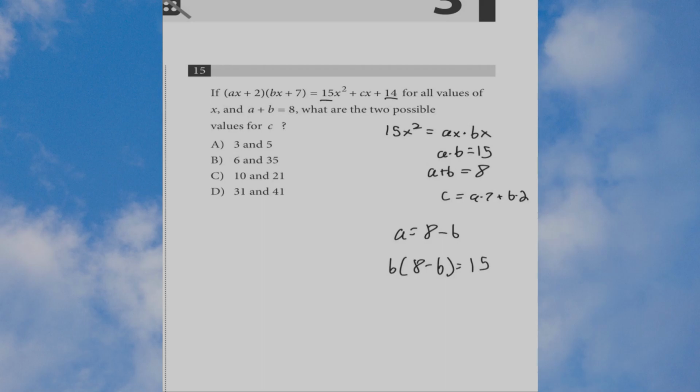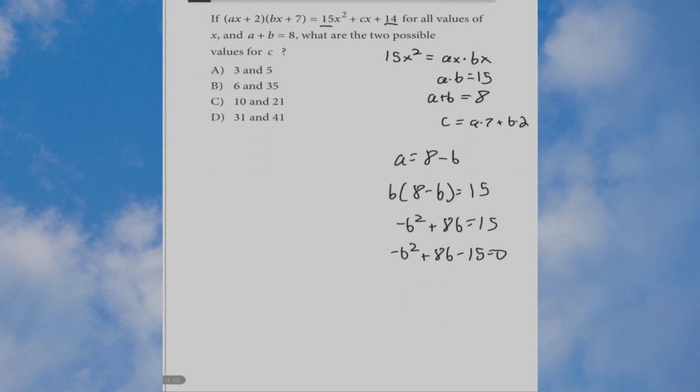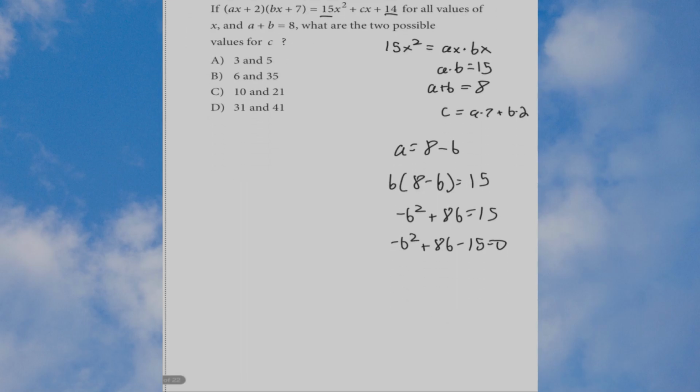This becomes negative b squared plus 8b is equal to 15, or negative b squared plus 8b minus 15 is equal to 0. We can flip this with a negative, divide by negative 1, and we get b squared minus 8b plus 15 is equal to 0. 15 factors are 5 and 3, so it's likely this is just b minus 5, b minus 3. Let's see if either of these work. This means b is equal to 5, comma 3.